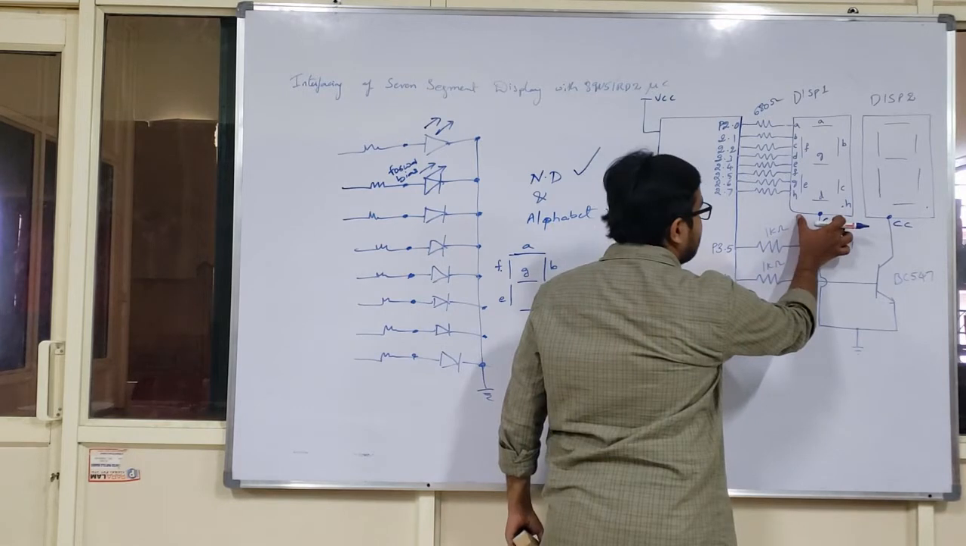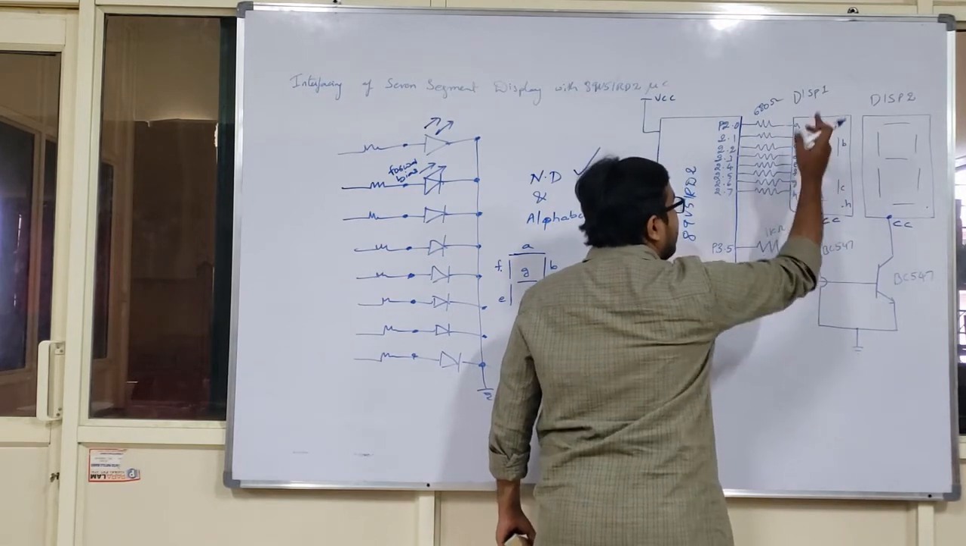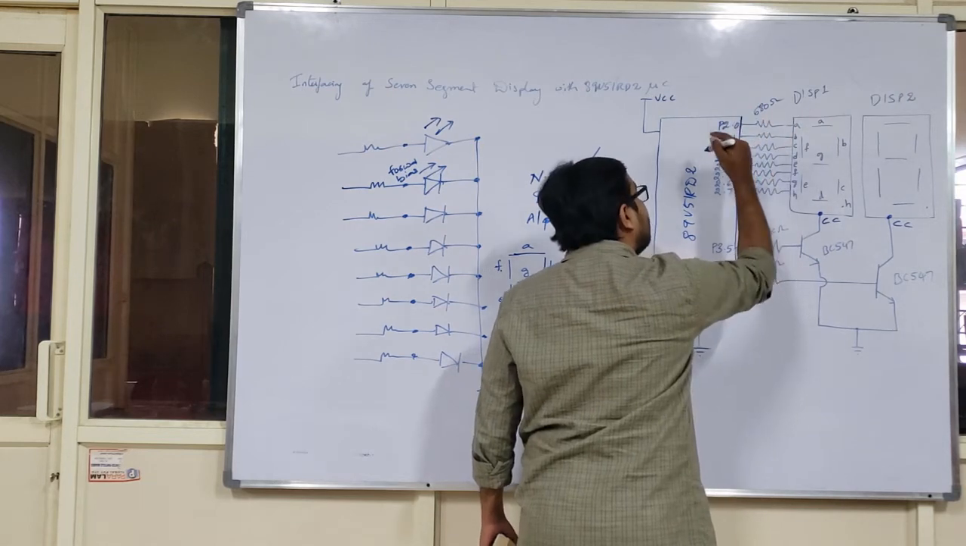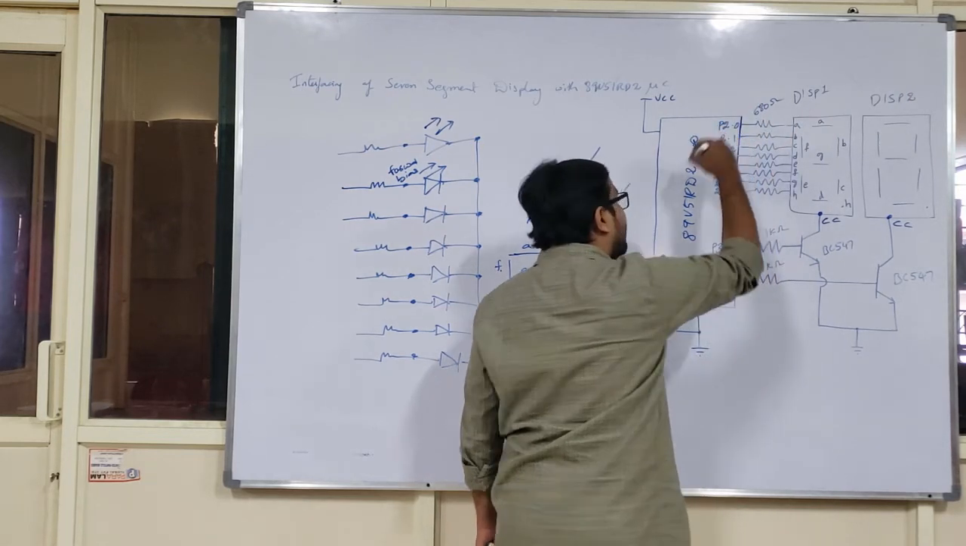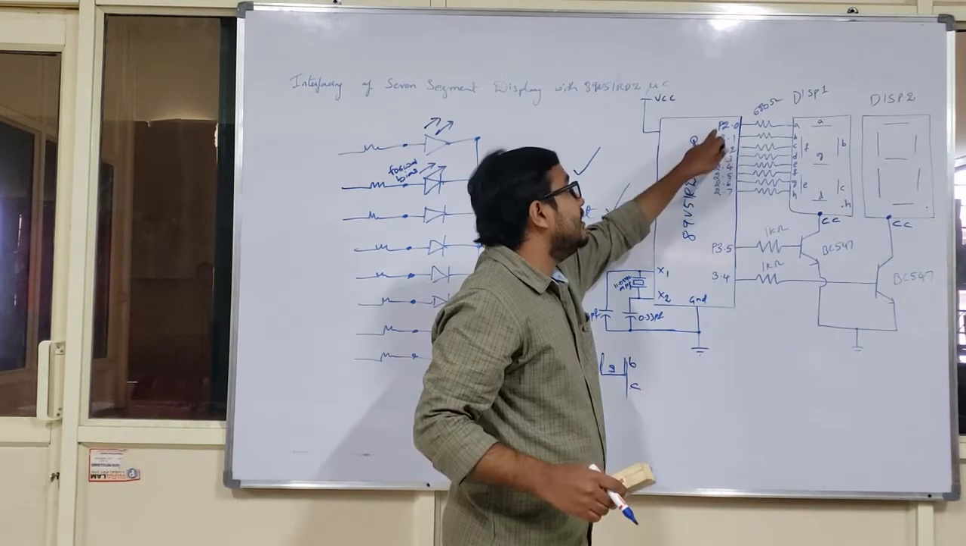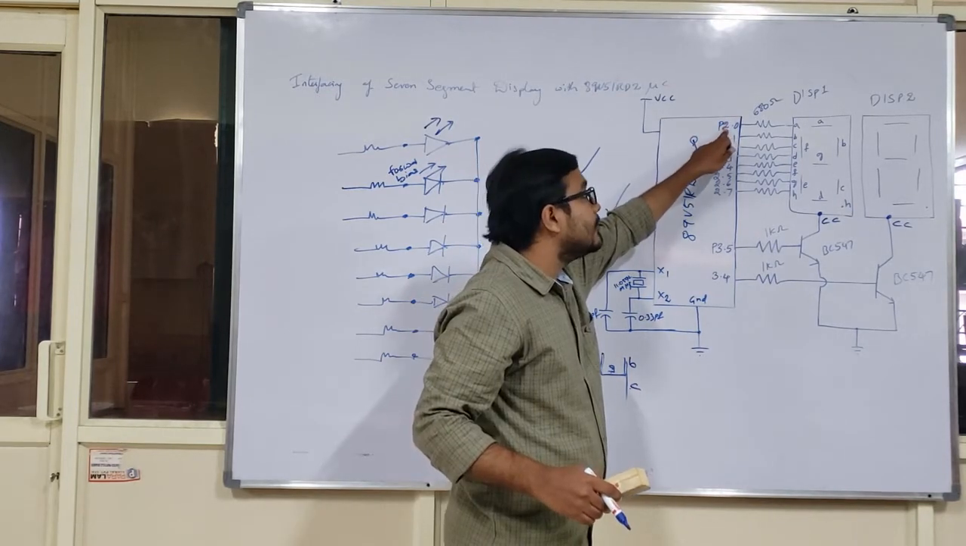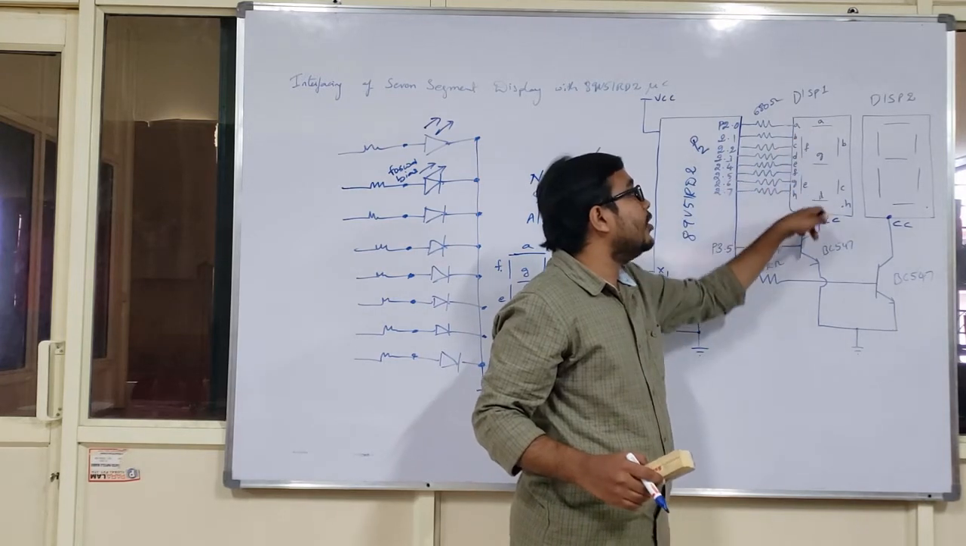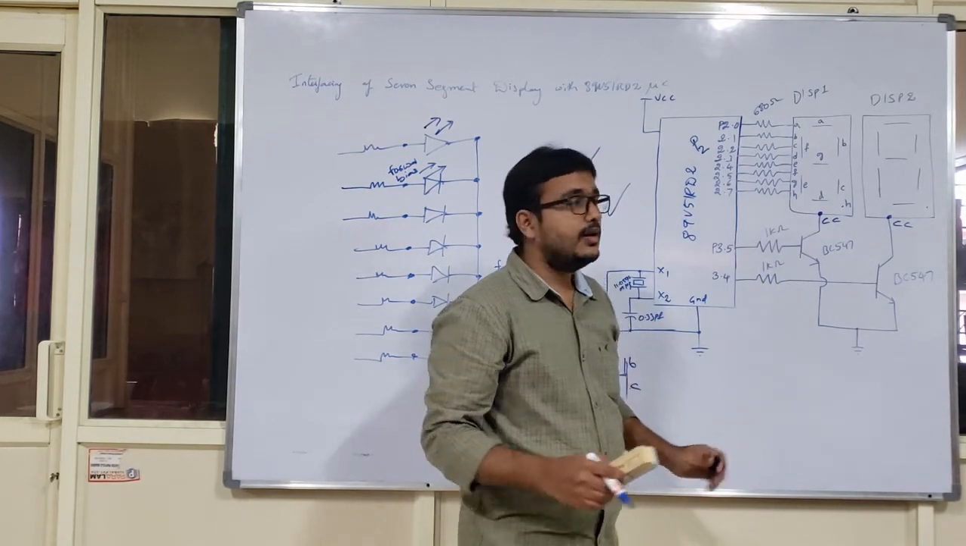Let's compare to our schematic diagram here. The 7-segment display has 8 pins. These 8 pins are connected to port P2 of your 8051 microcontroller. Each and every pin of port 2 is connected with the corresponding segment of your 7-segment display.